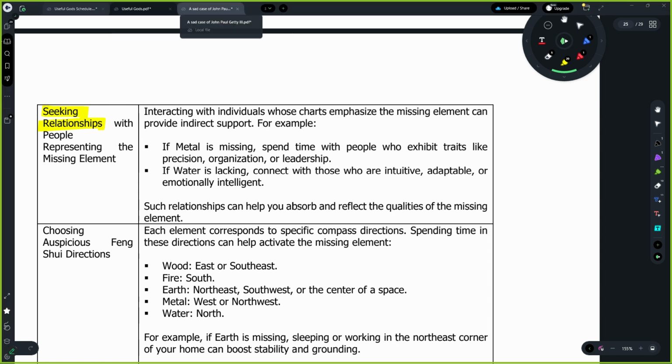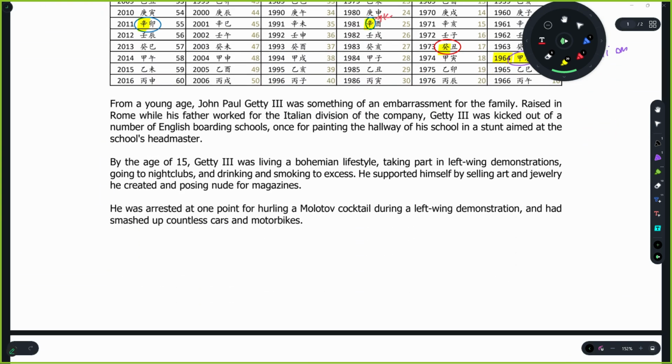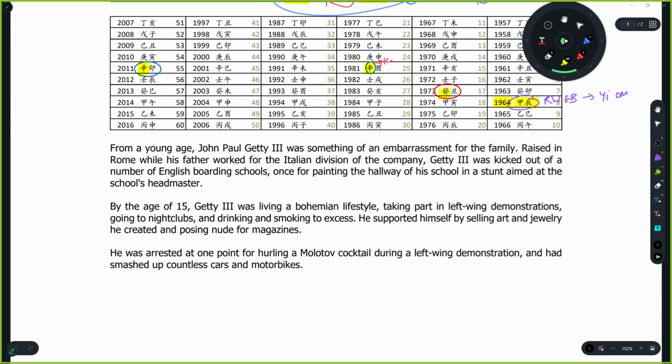But when we look into the life of John Paul Getty III, we will find that his youth was pretty much a typical poster boy for the rich brat kid, whereby he was kicked out from many boarding schools, painting the hallway. At the age of 15, he was suspended from school. It's demonstrated in left wing. He even posed nude for magazines, drinking, smoking, nightclubs, and supported himself and so on. He was even arrested for it.